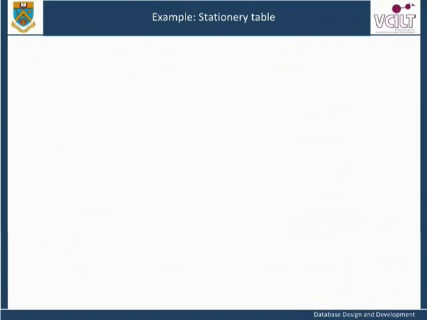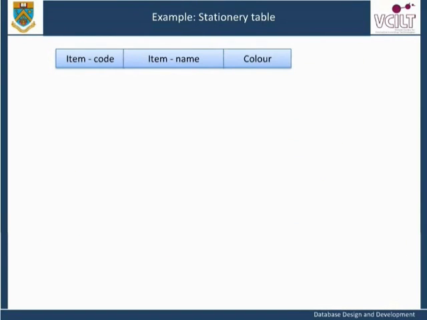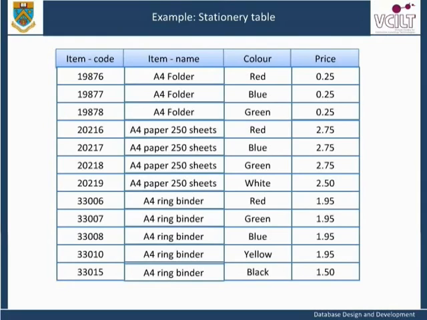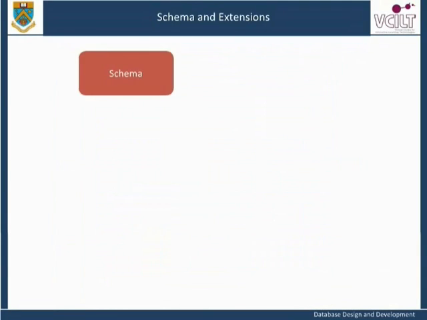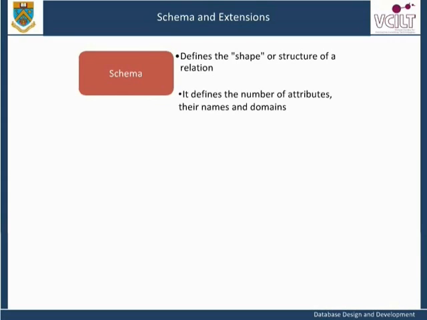Here, the attributes are item code, item name, color, and price. The values for each attribute for each item are shown as a single value in each column for a particular row. Thus for item code 20217, the values are A4 paper, 250 sheets for the item name, blue for the attribute color, and 2.75 is stored as the price. The schema defines the shape or structure of a relation. It defines the number of attributes, their names, and domains.